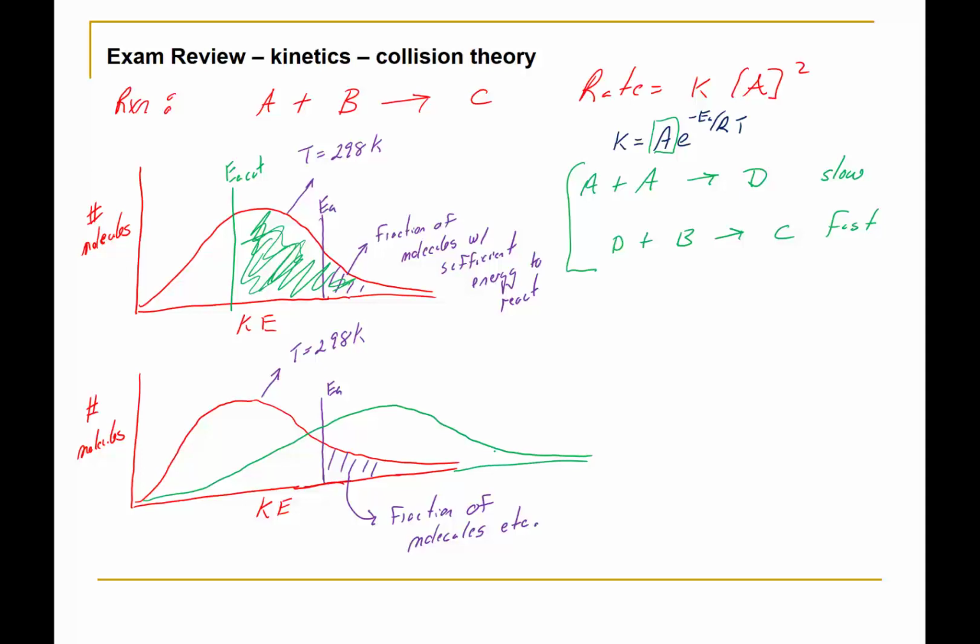You can see that there's now a larger fraction of particles that have an energy greater than the activation energy. Therefore, again, the reaction would be faster. In this case, the reaction pathway would be the same. It's the same activation energy. It's just that more particles have that sufficient energy in order to be able to react.